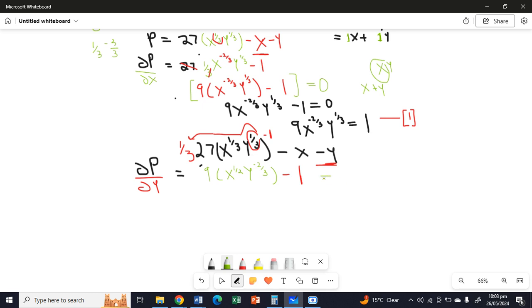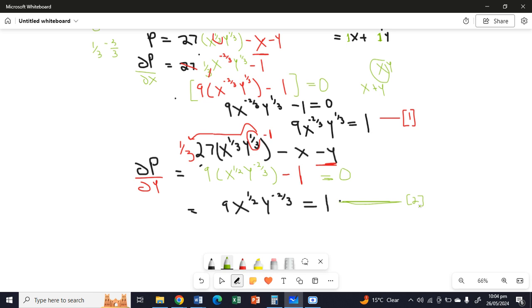So again, you equate this to 0. Then you combine this 9 with the x and the y, so you say 9x to the power half, y to the power negative 2 over 3, equals this negative 1. When you take it over, the equal sign becomes positive 1. So this is your equation 2. Remember, here we're just trying to find the values of x and y.